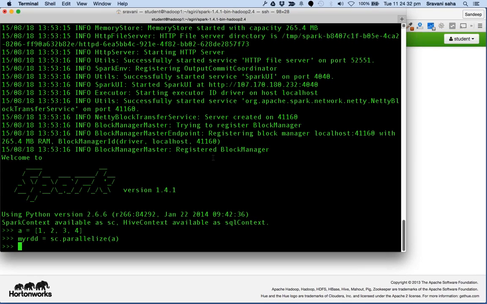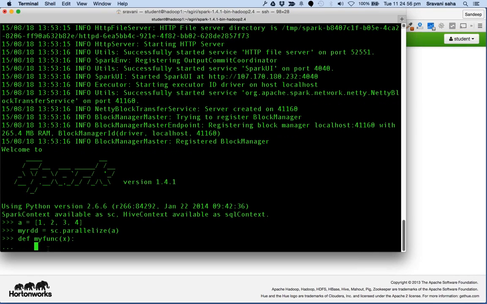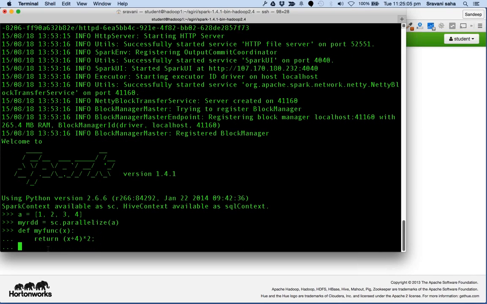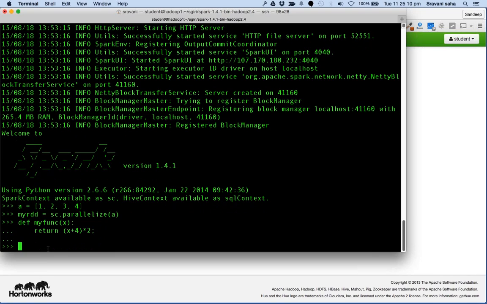So now my RDD has been loaded into memory. And now I can run various kinds of functions on it, such as map. Let's say I wrote a function. This is my func, I'm just giving it a name. What it does is it takes some value, adds 4 to that value, and multiplies it by 2. That's the logic we want to run on every element.